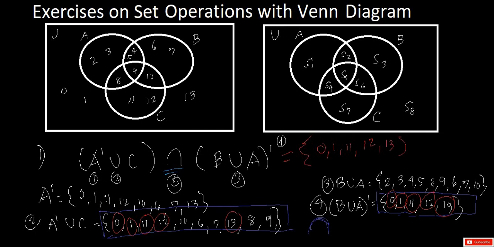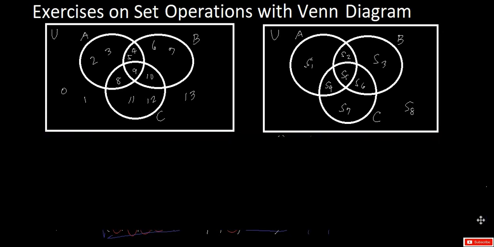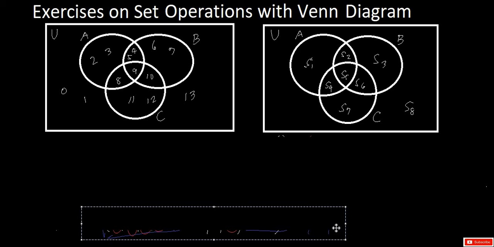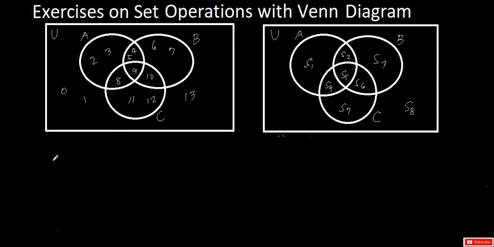Okay, so let's have one more last problem. Another complicated problem. Suppose the problem goes this way: A complement intersection B complement, union, A complement intersection B, intersection C complement. It's very complicated, but let's try.